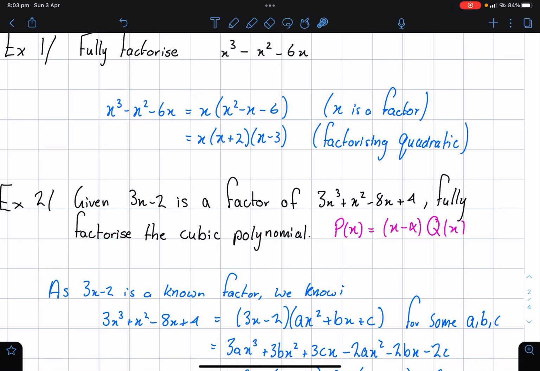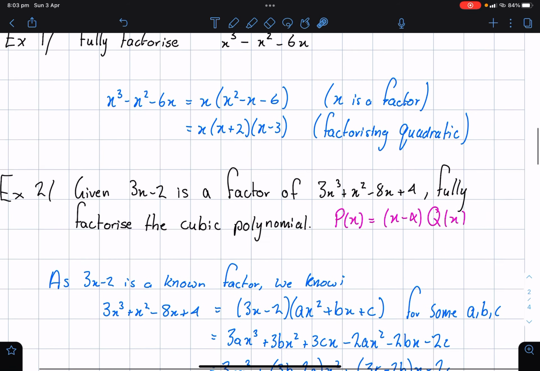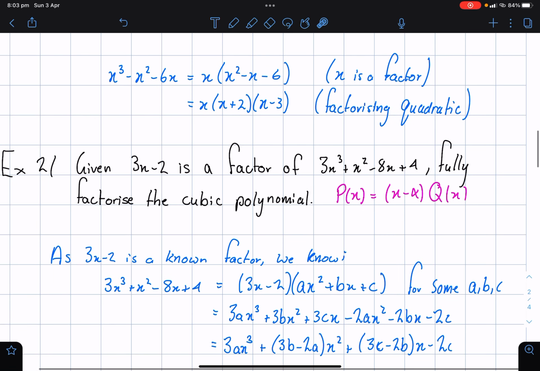The next step now is collecting like terms, okay, and then pulling out that factor of x squared or x. So I've done that here. So 3ax cubed is the only x cubed term. We've got 2 x squared terms, so we can pull those coefficients out the front, multiplied by x squared. Same thing with our x, and then we're left with negative 2c on the end.